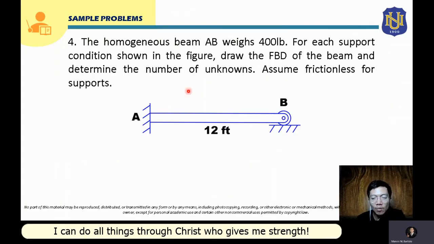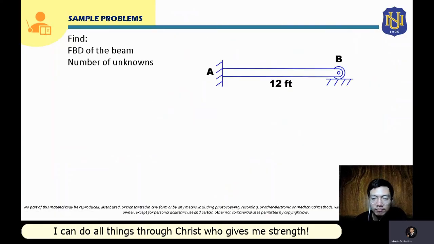So our given here is a beam AB. This is actually fixed supported here at point A, and it is supported here at point B by a roller. So this is a roller. Okay, so let's start. Again, we are asked to find the free body diagram of the beam, and to count the number of unknowns.